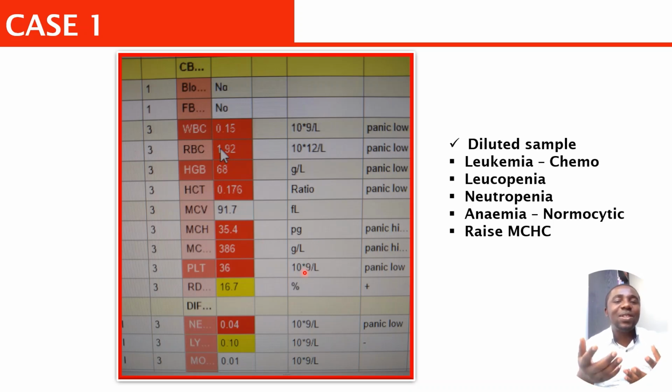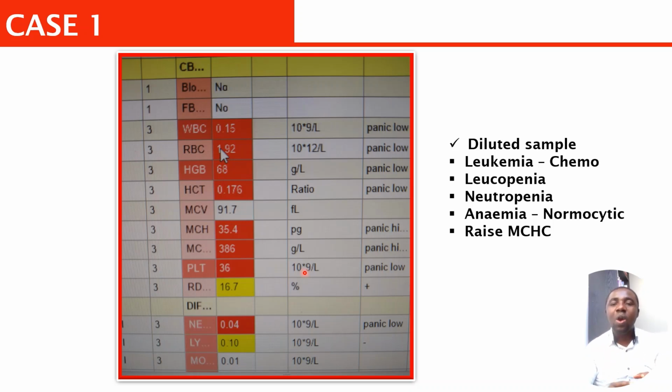So these are the possible things this result can show. But can I tell you that this result, which I left towards the end, is none of this. This result was a diluted sample. This sample was taken from a drip line, like I've explained in my previous video. So that drip has diluted the sample, and that's why you're having this kind of result.